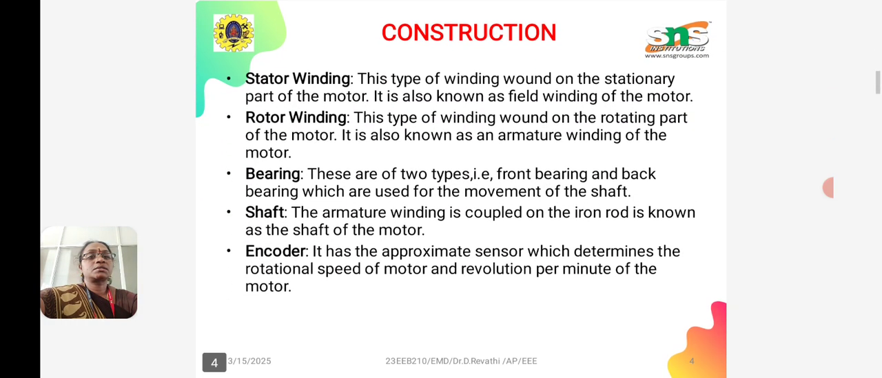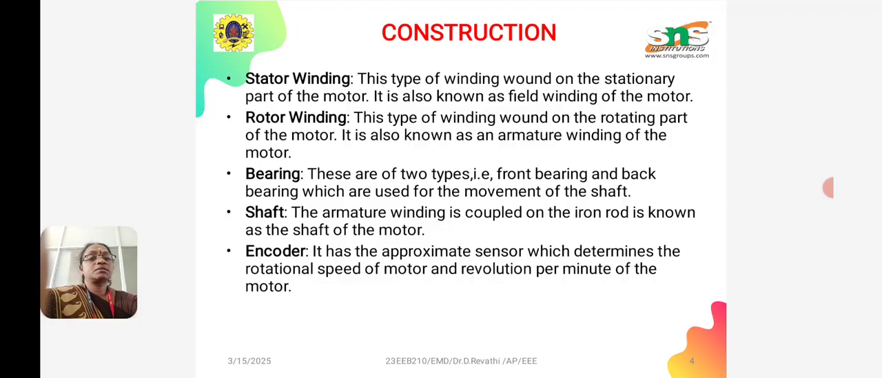The construction consists of stator winding, rotor winding, bearing, shaft, and encoders. What is meant by stator winding? This is the winding wound on the stationary part of the motor. It is also known as the field winding of the motor. And the rotor winding is also called the armature winding.